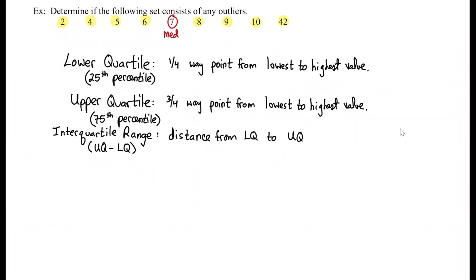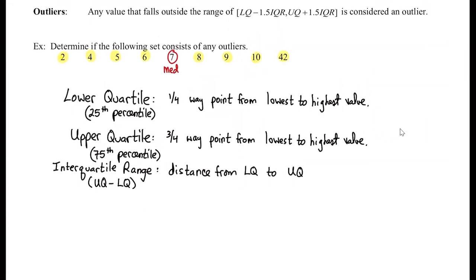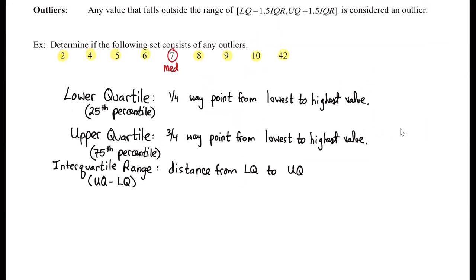All right. So what I'm going to do is focus on the values that are less than that median. All right. So the 2, 4, 5, and 6. That's my set of data. That's the lower half of data. Which, understandably, hopefully, would make this the upper half.